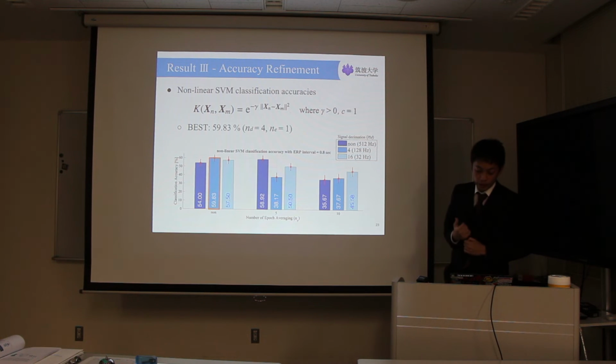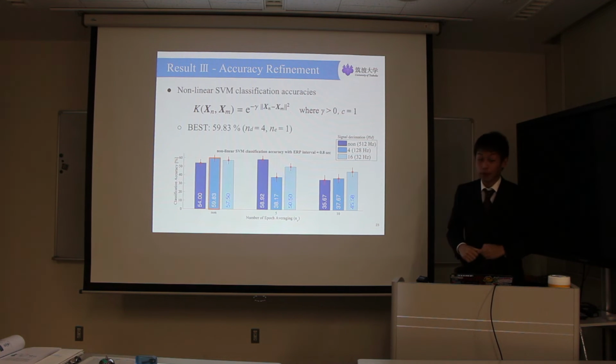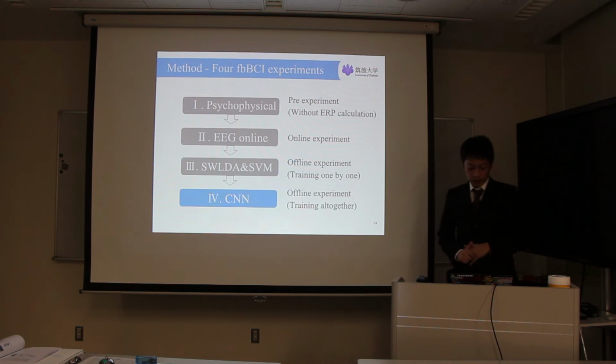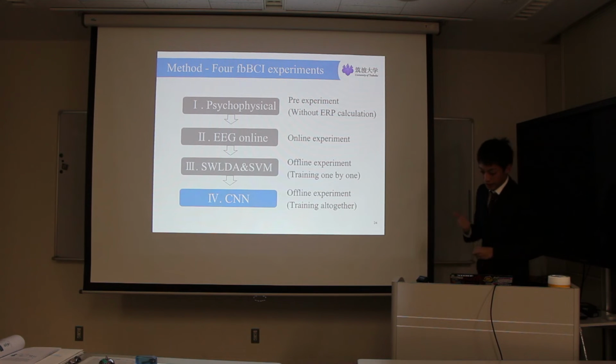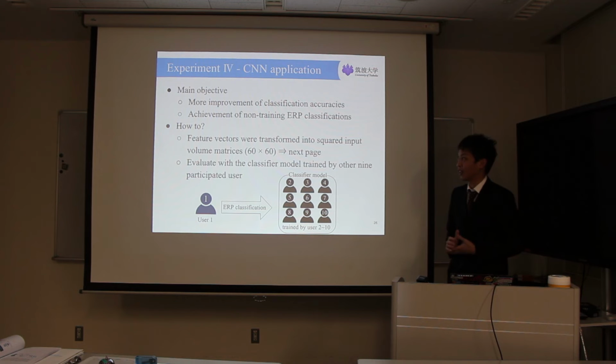This is the result of non-linear SVM classification accuracy. This is actually the best result of experiment 3, which is 59.83%, with four-signal decimation and non-epoch averaging. So in the final experiment, we try to improve the convolutional neural network approach to the BCI ERP classification of the FBBCI. The main objective is further improvement of classification accuracies by using the new method.